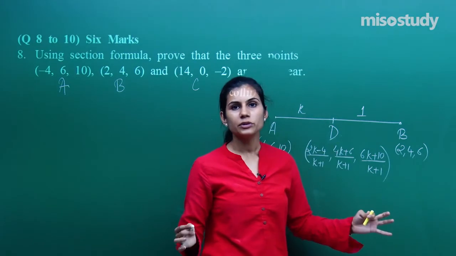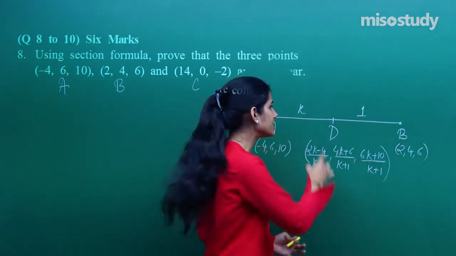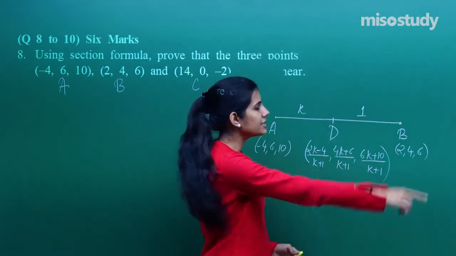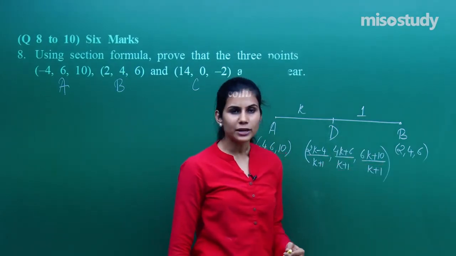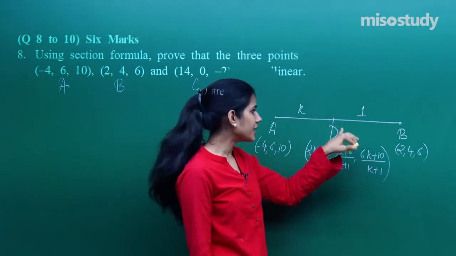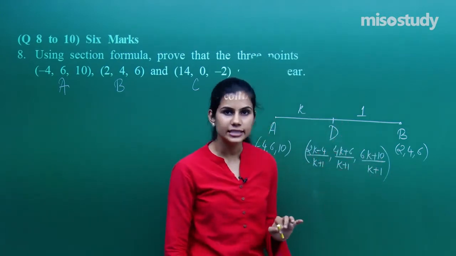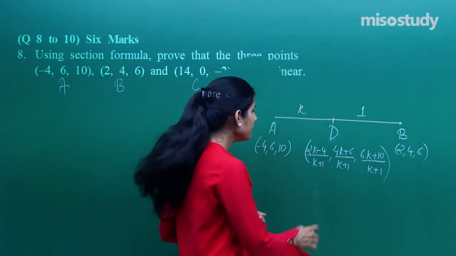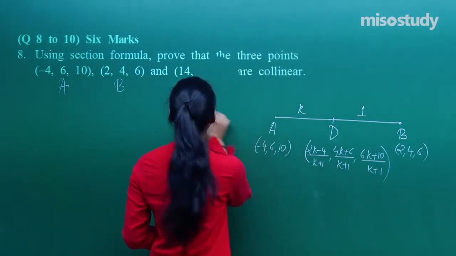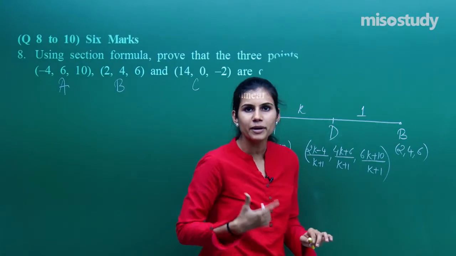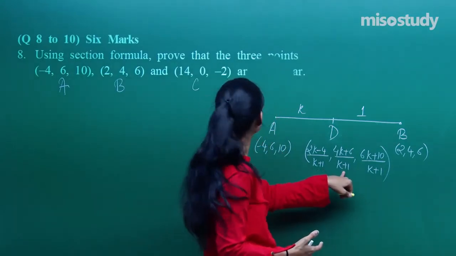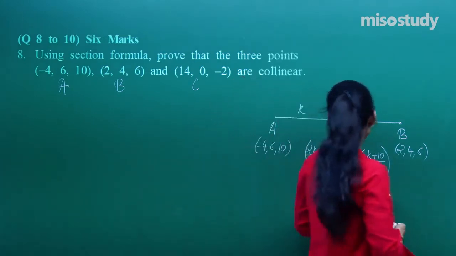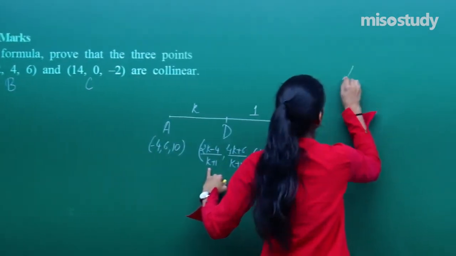I am not concerned with the ratio. The moment I am able to conclude that C is dividing AB in a certain ratio, that is enough for me to conclude that A, B and C are lying in the same line. So let's try to see if for some value of k I am getting D coinciding with C. What is C? C is 14, 0, minus 2. Let me begin with taking 2k minus 4 upon k plus 1 equal to 14, because my aim is that this comes out to be 14, this comes out to be 0, this comes out to be minus 2 for some value of k. So let's see for which value of k this is coming out to be 14.